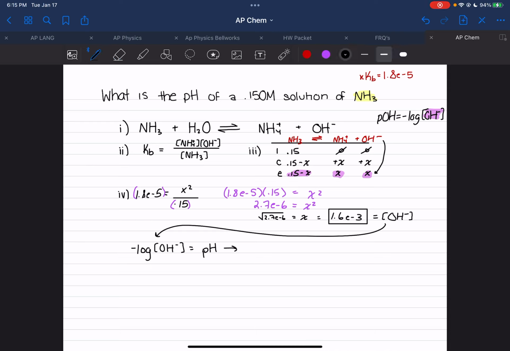Okay. So now back to this. The negative log of 1.6 e negative 3 is going to give me a pOH of 2.8 rounded. But they're asking for the pH. The pH here is going to be equal to 14 minus the pOH. So pH is equal to 14 minus 2.8, giving you a pH value of 11.2, and your problem's done.